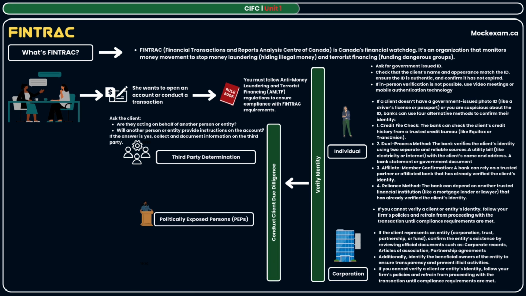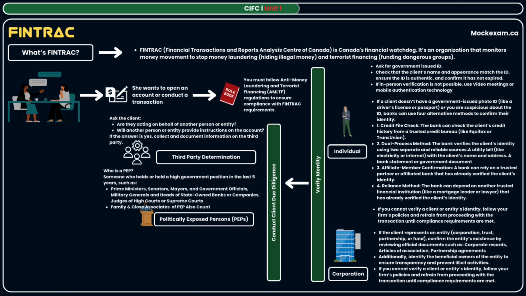The second case where you need to do due diligence is politically exposed persons, or PEPs. So who is a PEP? Someone who holds or held a high government position in the last 5 years. Such as who? Such as prime ministers, senators, mayors and government officials. So if Justin Trudeau comes to you to open up an account, you know he's a PEP because he was a prime minister. He's not now, but he was a prime minister, so he's a PEP. Okay.